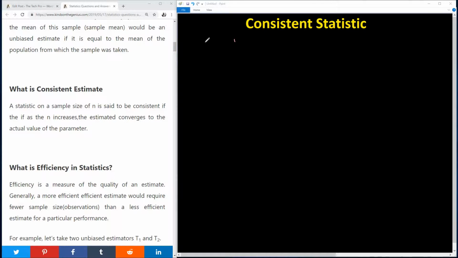So, a consistent statistic is simply a way to describe an estimate that is made such that as the number of samples increases, this estimate converges to the actual parameter.